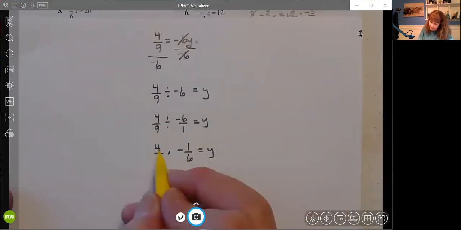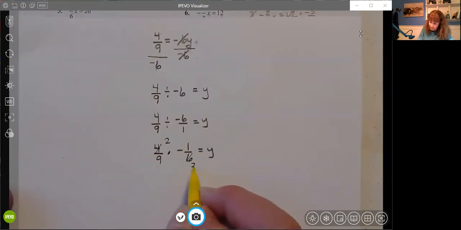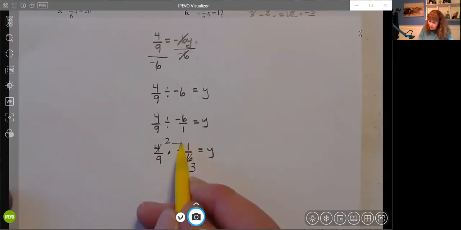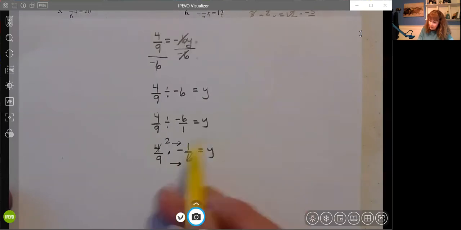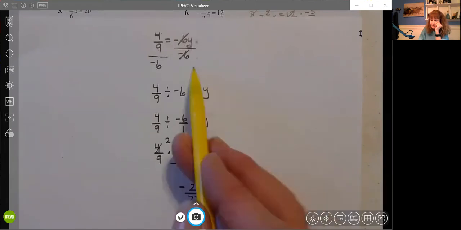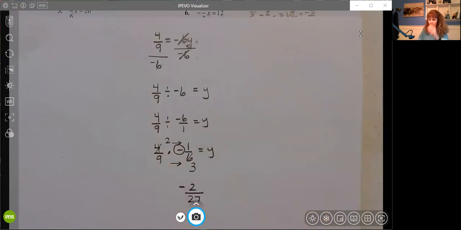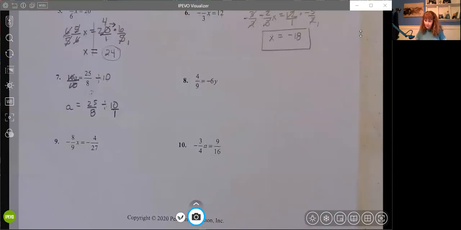And we'll reduce it. 2 goes into here twice. 2 goes into here 3 times. And that's all the reducing we can do. So we'll multiply straight across. 2 times 1 is 2. 9 times 3 is 27. And I have one negative, so the negative stays. And there's your answer, -2/27. So again, I'm just dividing by a -6, both sides.